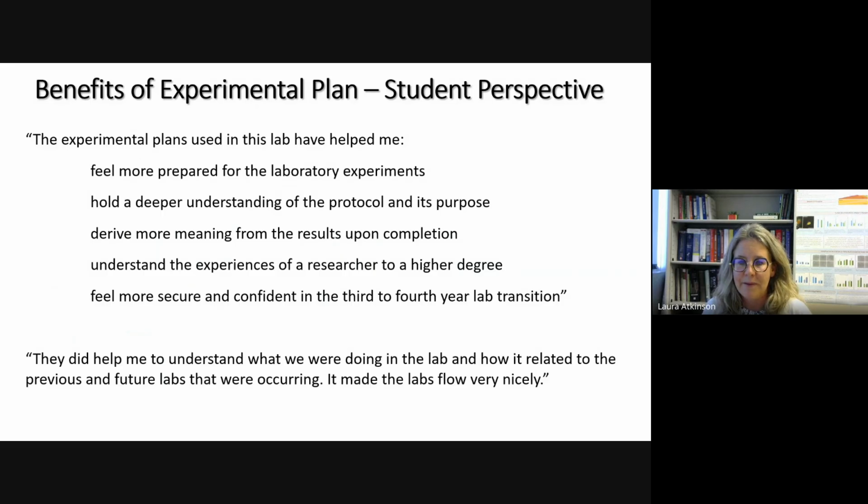So they said they feel more prepared for lab experiments. They said they hold a deeper understanding of the protocol and why they're actually doing it. They said they derive more meaning from the results upon completion. They understand the experiences of a researcher to a higher degree, and they feel more secure and confident in the 3rd to 4th year lab transition. So that's actually a student that we did this with in a 3rd year lab course. They helped me to understand what we were doing in the lab and how it related to previous and future labs that were occurring. It made the labs flow very nicely.